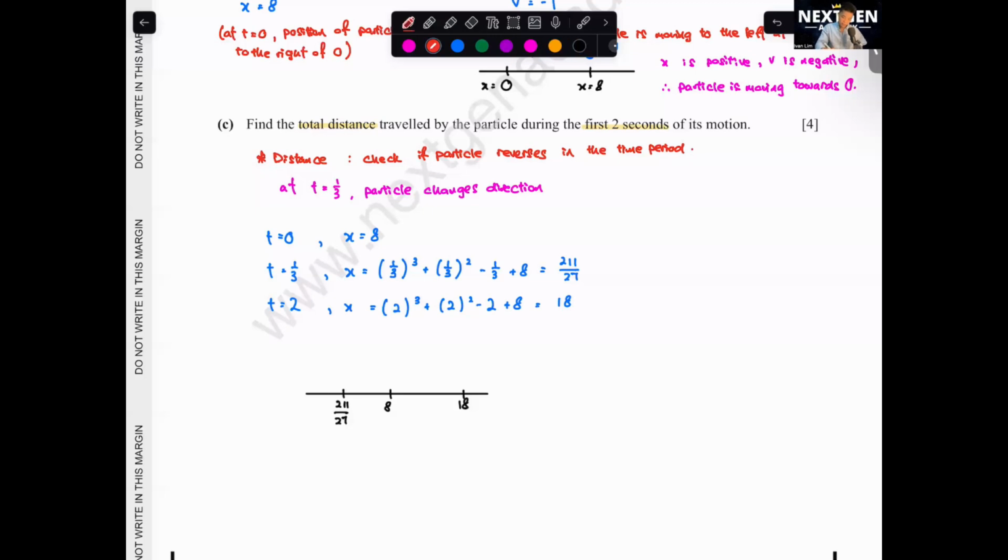Okay, where is your starting point? This is the starting point. This is when t equals to 0. The particle move here. Okay, the particle move over here. This is when t equals to 1 over 3. Then it reverses direction to x equals to 18. This is when your t equals to 2. Okay, understand this movement here?